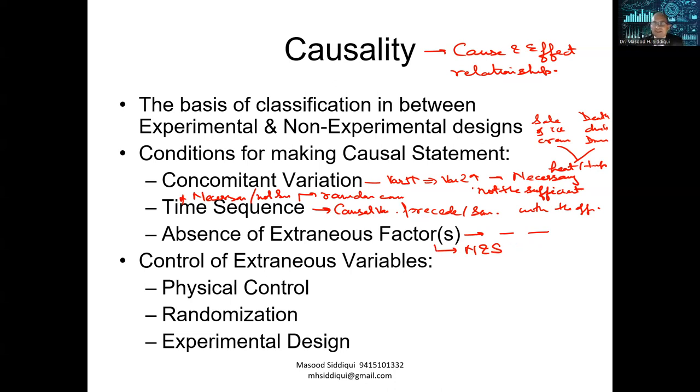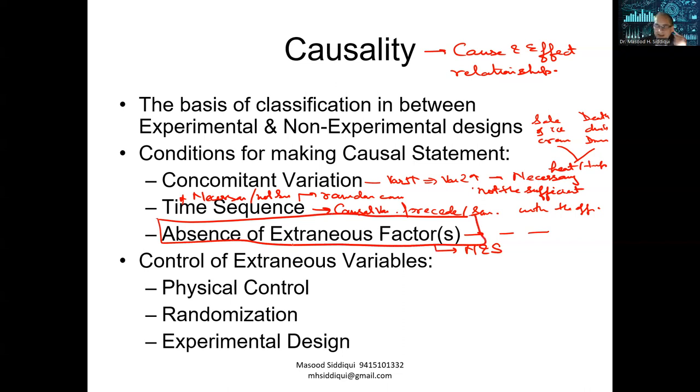So absence of extraneous factor constitutes both necessary and sufficient condition for establishing a causal relationship, right? Whenever there is no extraneous factor and the explanatory variable changes, and there is a change in the explained or dependent variable, then only we can say that they are connected with respect to cause and effect. So this is both necessary and sufficient condition. This is the condition that we are going to discuss in detail.